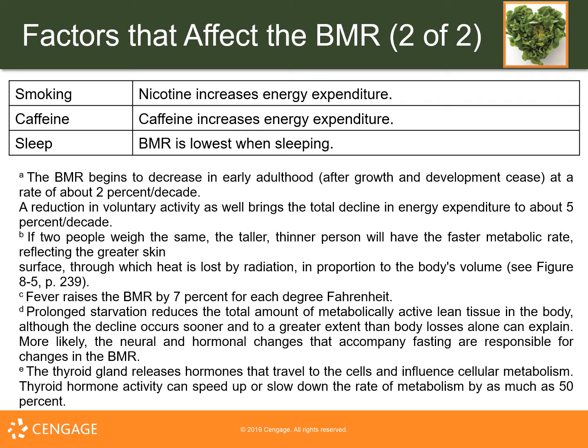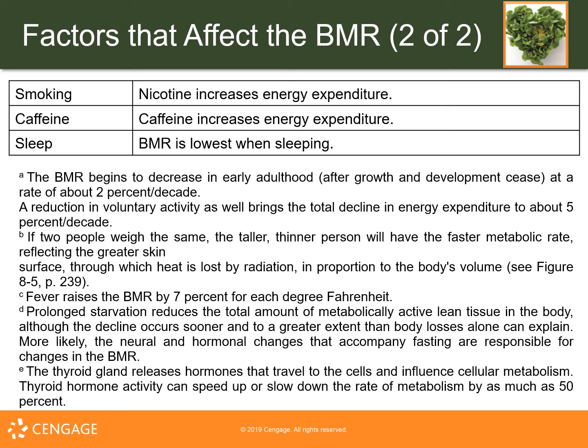If two people weigh the same, the taller, thinner person will have the faster metabolic rate, reflecting the greater skin surface through which heat is lost by radiation in proportion to the body's volume, see Figure 8-5, page 239. Fever raises the BMR by 7% for each degree Fahrenheit.